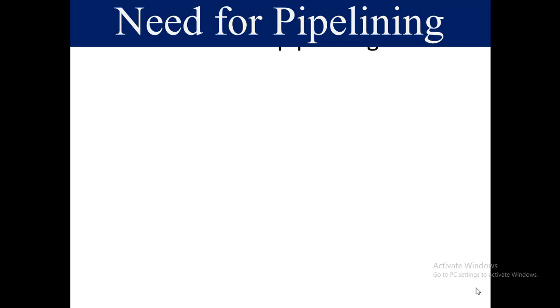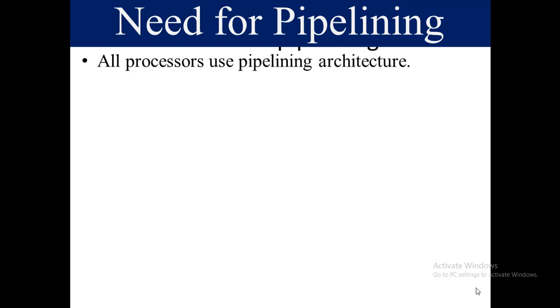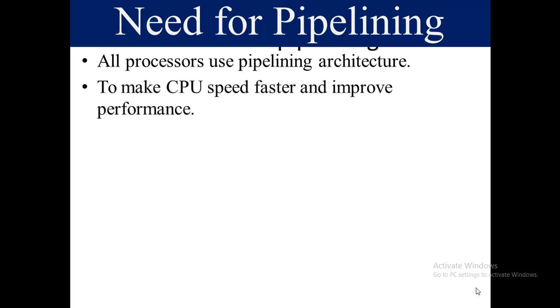Basically, why do we need pipelining? Pipelining, as the name indicates, means a pipe through which different instructions pass and produce output. So why do we need a pipeline architecture? All processors use pipelining architectures nowadays. Pipelining basically makes the CPU faster and improves its performance.